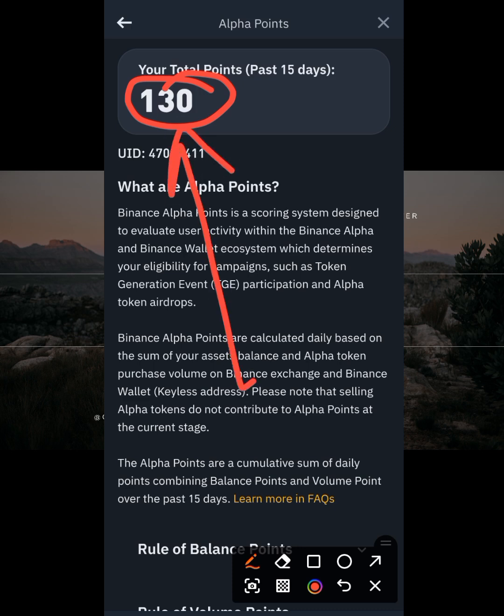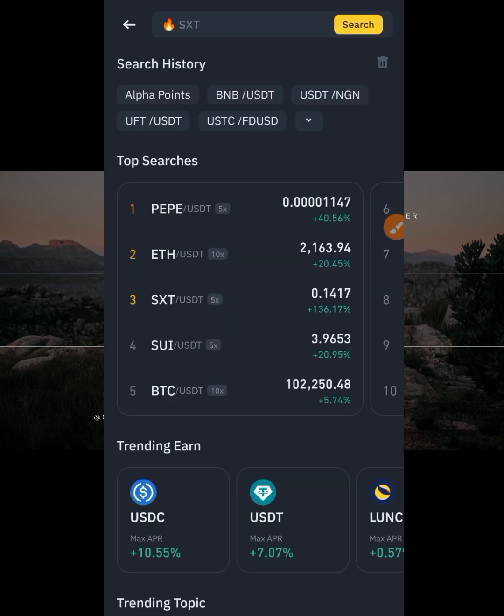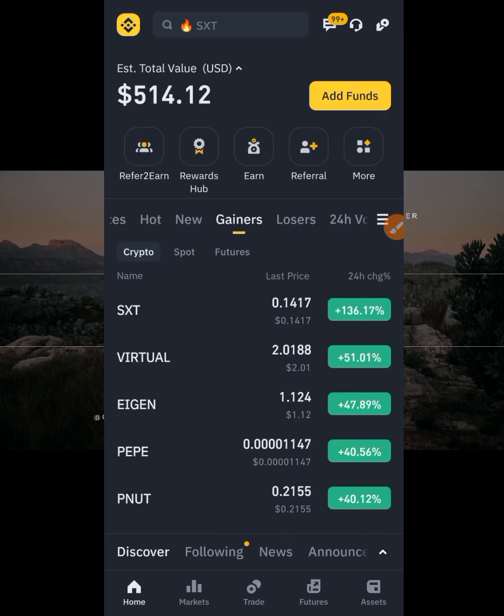So you have to keep consistently accumulating this point. Now the good news about this is that every coin they are launching on this Binance Alpha, they're going to be airdropping. Okay, so they could just give a threshold which can be very high. So you just have to keep on earning your points. Now when you start, it may not really be easy for you, but just be consistent. Before you know it, you accumulate.